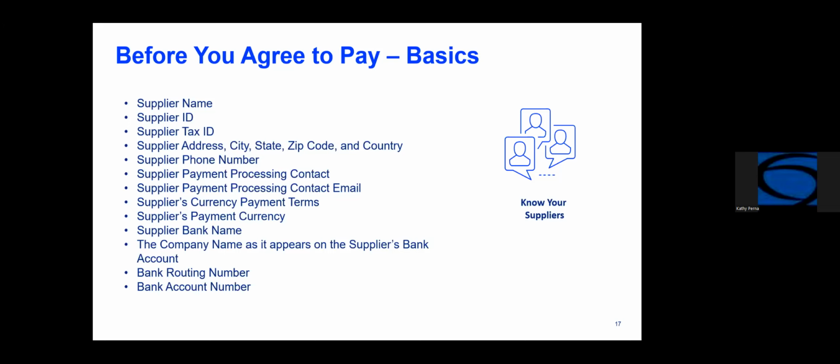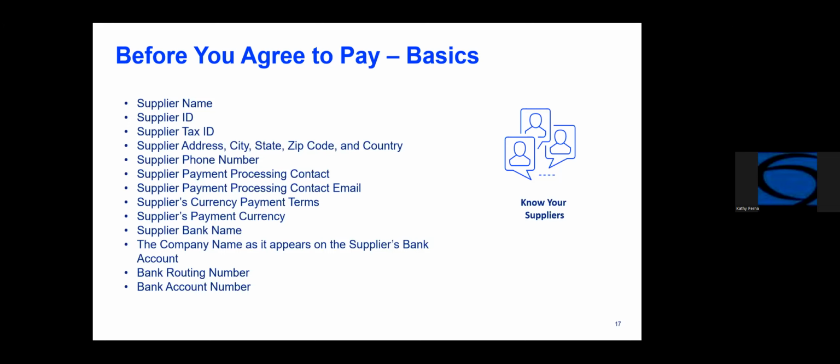You need to get their supplier name, obviously, and then a supplier ID. You want to get their tax identification number so that you can verify that with the IRS. You need their address, their full address information, their phone number, and then you need a contact for payment processing. Who is it that you should reach out to when you're processing payments or when you're initiating payment or agreeing to make a payment? You need to know that contact and then their email.